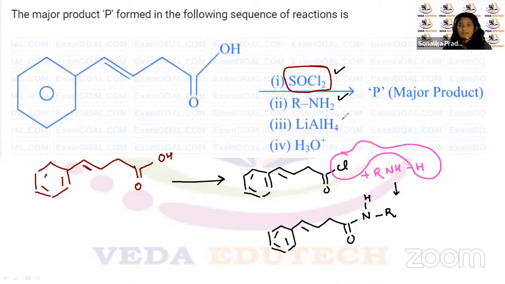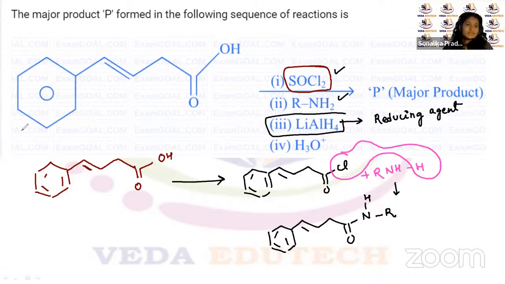Yes, and now you have LiAlH4, which is nothing but a very strong reducing agent. Yes, so what is it going to do, children? It's going to make this way, right? Okay, so this is going to be your product. Yes, okay. Now there's one question.